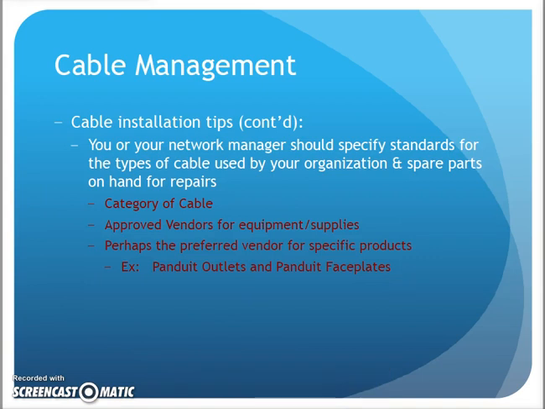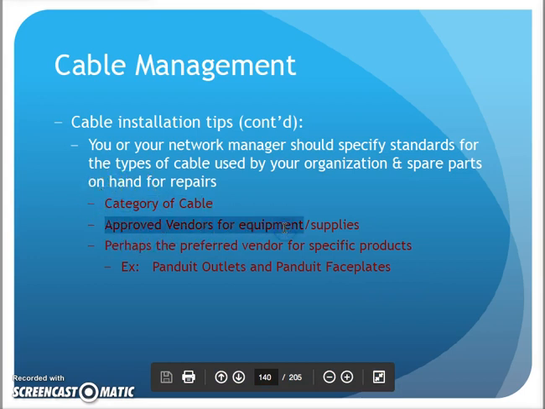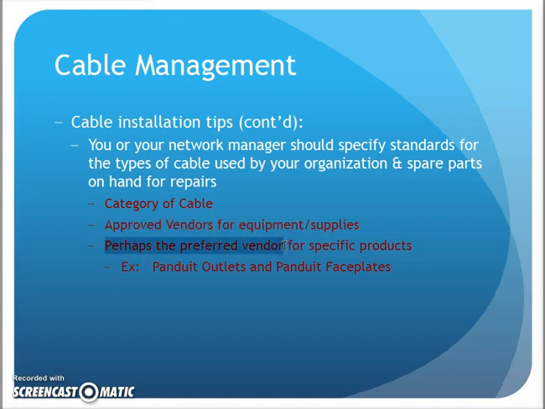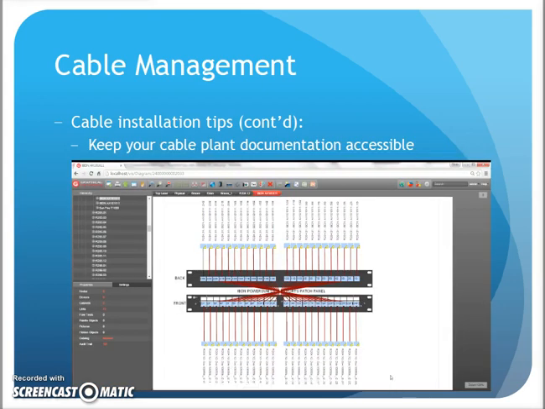Your network manager should specify standards for the type of cabling used and spare parts. What category cable is everything going to be? Vendors that we get our supplies from: maybe you have a good reputation with them, you know the vendor, they have good shipping and good delivery times, and maybe a preferred vendor. Maybe a certain brand of outlets and faceplates and jacks that you use because you've had better success terminating those. That should all be documented.